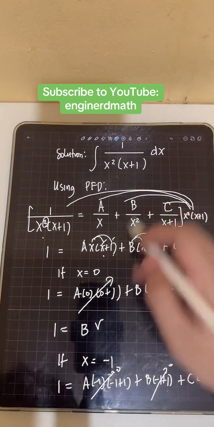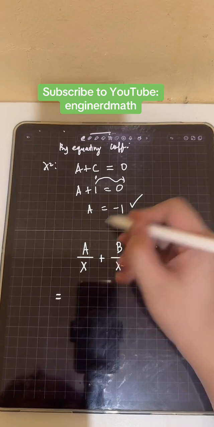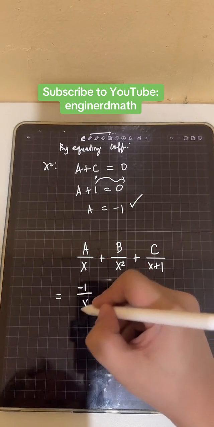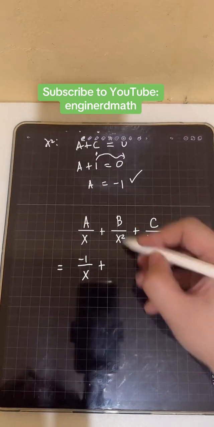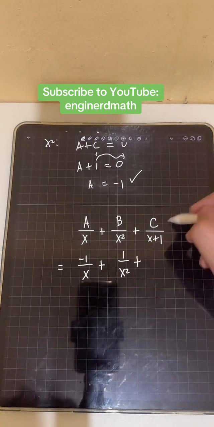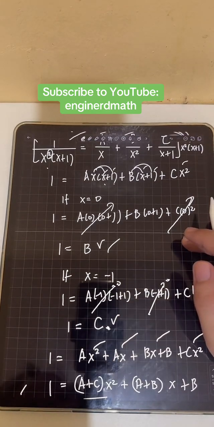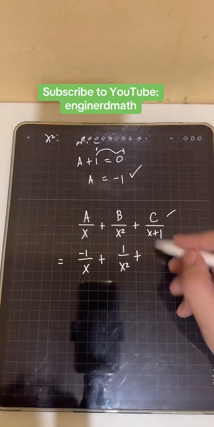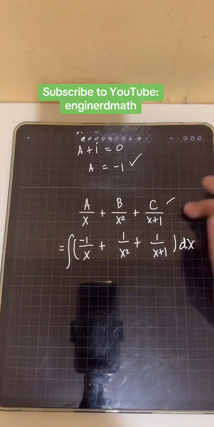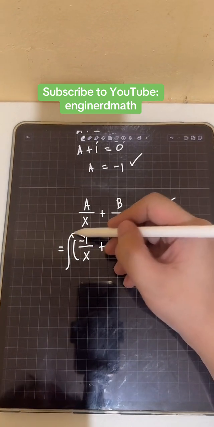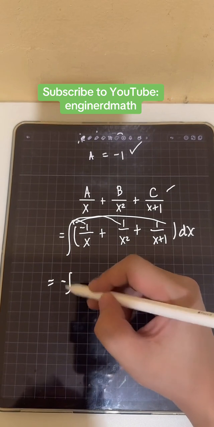We can plug into the partial fraction decomposition form. This one, let's copy. So substitute the values of A, B, and C. So the value of A is negative 1 over x, plus B is 1 over x squared, plus C is 1, so 1 over x plus 1. And then we integrate. So we have three terms. Let's distribute the integral symbol. We have negative, put the negative in front.